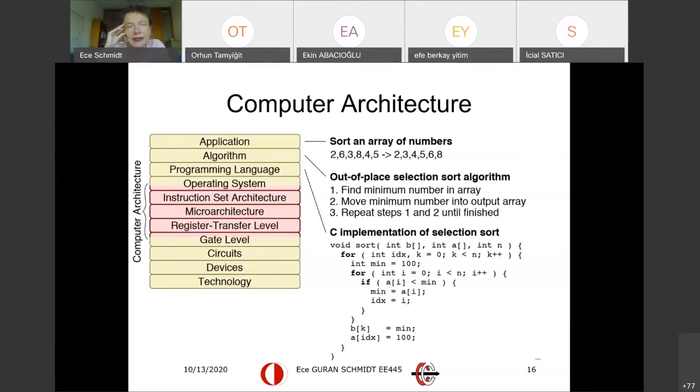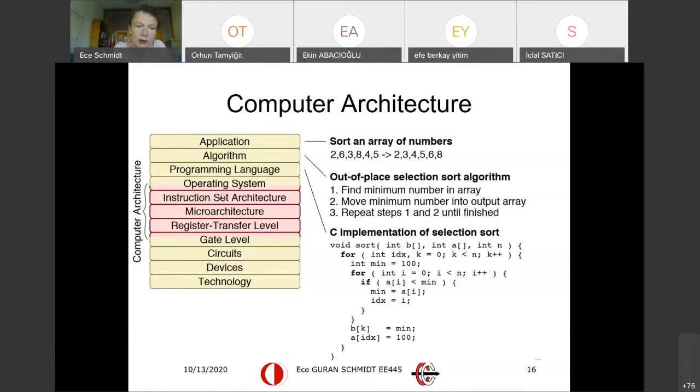As a teaser, I tell you that in EE445, you will learn all kinds of sorting algorithms. But it's not the subject of this course, it's just an example. Then you can implement this algorithm, which is a mental construction, using some high-level language like C. So this is the C code for it.